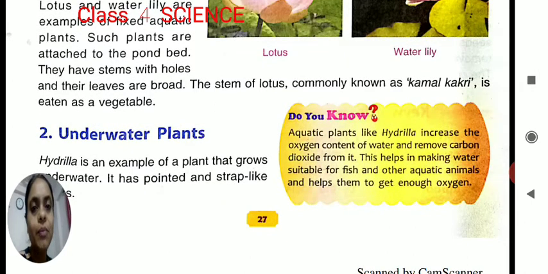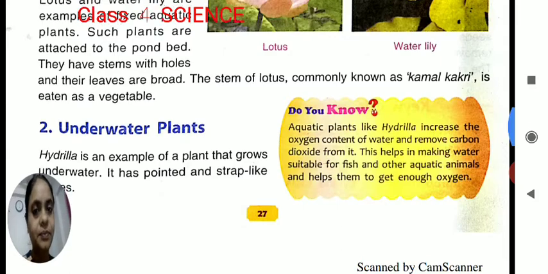Now one more category of plant is underwater plant, in which we have learned about hydrilla. And hydrilla is a very useful plant, as it increases the oxygen content in the water, which is very useful for the aquatic animals. And not only this, it also helps to remove the carbon dioxide. So this is the use of hydrilla, which is a plant that grows under water.